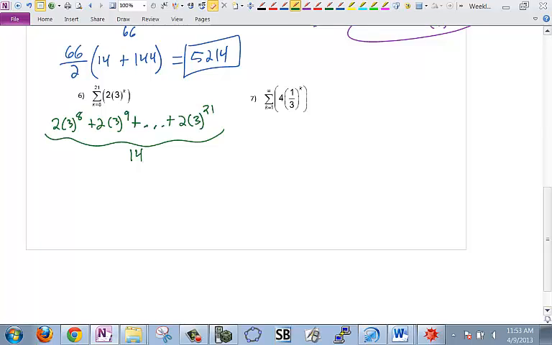That's 14 total numbers. So the formula is going to be the first term, which is 2 times 3 to the 8th, whatever that is. It's huge. Times 1 minus r. What is the common ratio? 3. Right? What are you multiplying by each term to get the next term? So that's 3 raised to the 14th power divided by 1 minus 3.